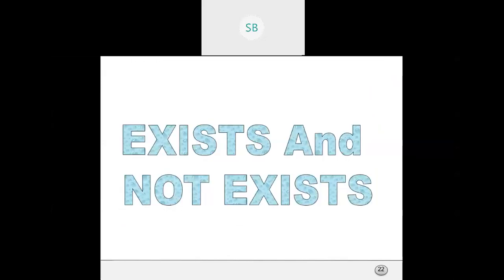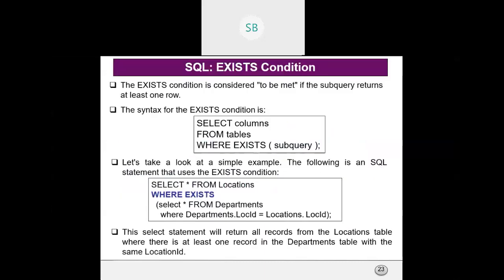Next is the last one, EXISTS and NOT EXISTS. The EXISTS condition is considered to be met if the subquery returns at least one row. We say, if there exists, it will return a row. So what is the syntax for it? SELECT columns FROM tables WHERE EXISTS, then the subquery. Let's check the example.